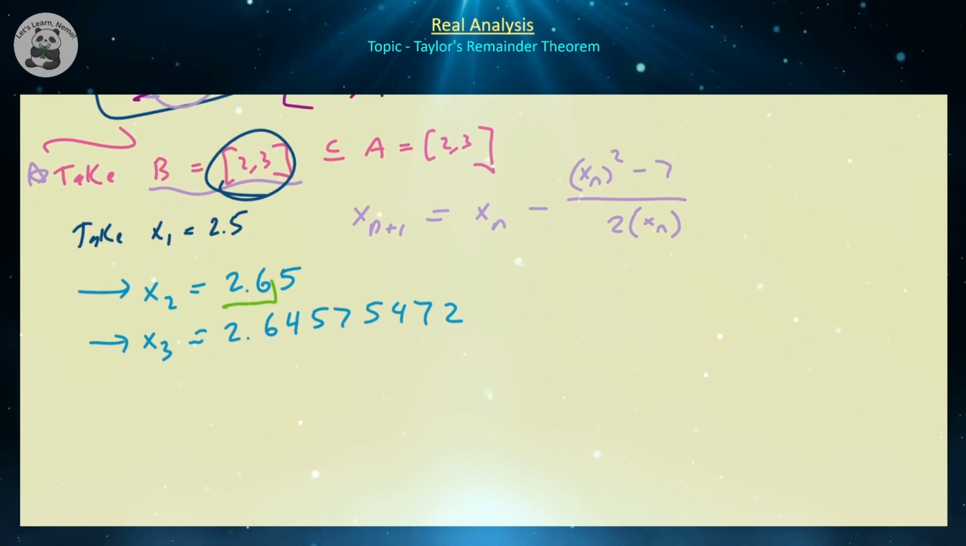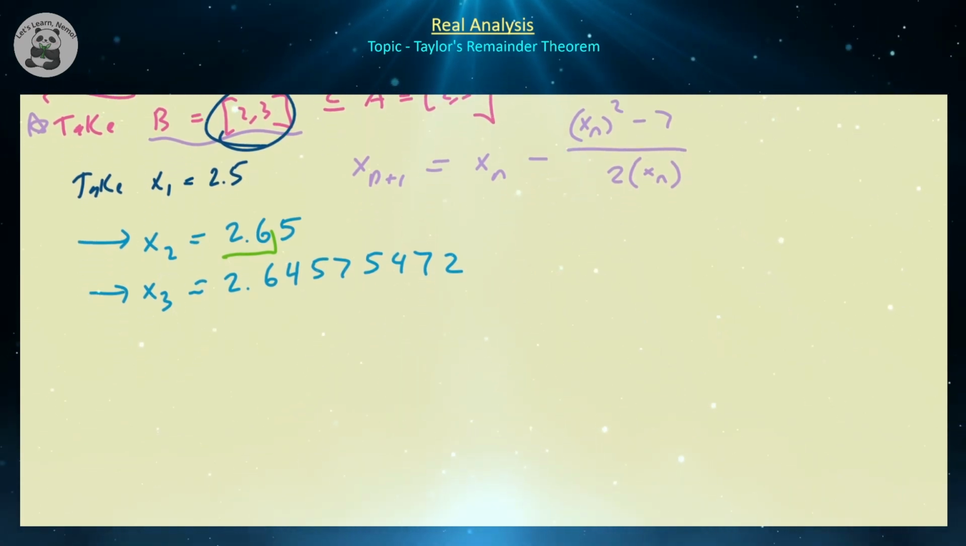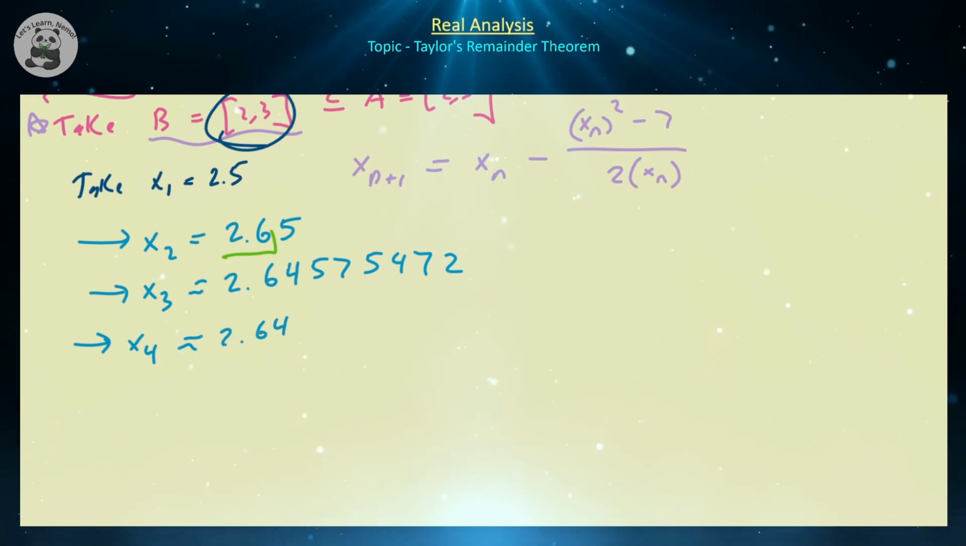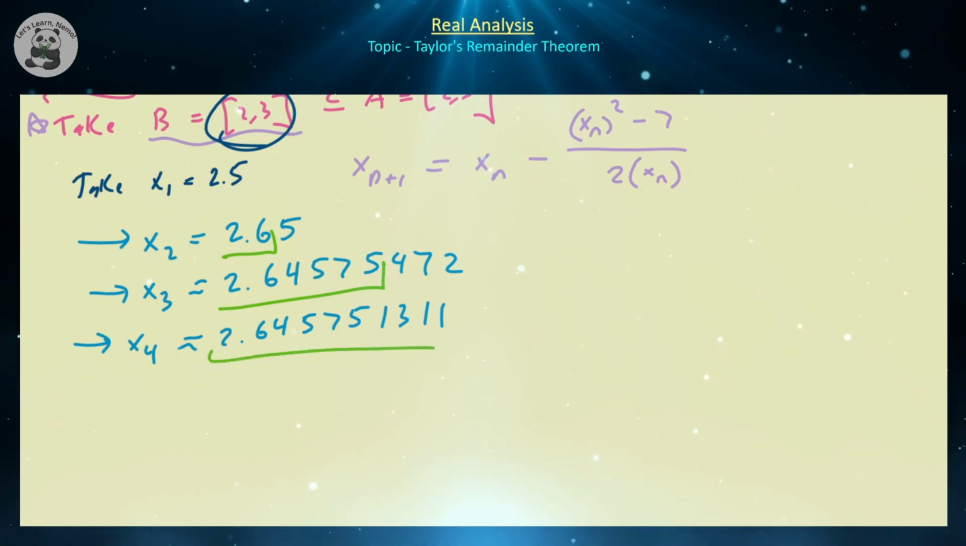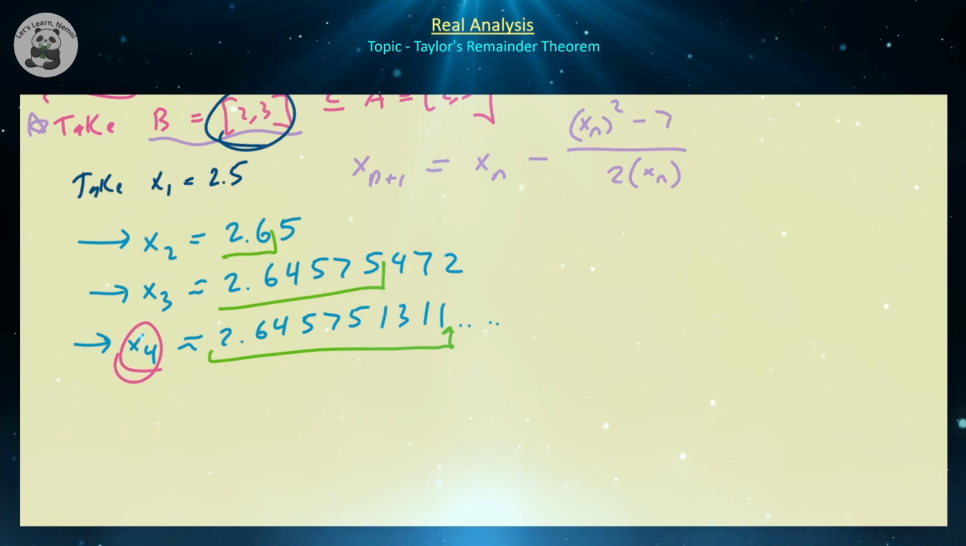And let's do a couple more to see what's going on here. So x4 is going to be approximately 2.645751311, and so on. If you notice, we have convergence up to here for iteration 3, and 2.645751311 is actually accurate up to that particular decimal place. And that's after just 4 iterations. So this definitely converges a lot faster than the bisection method does, right?